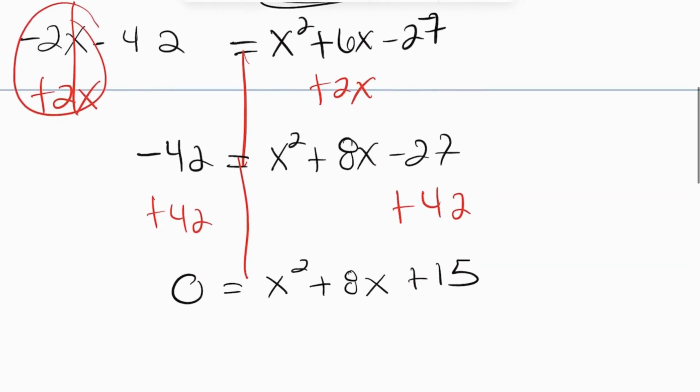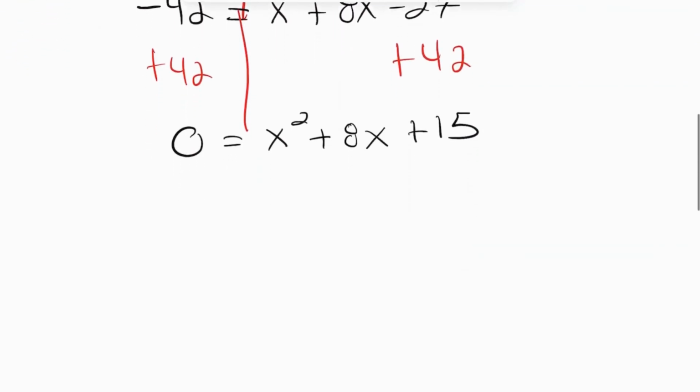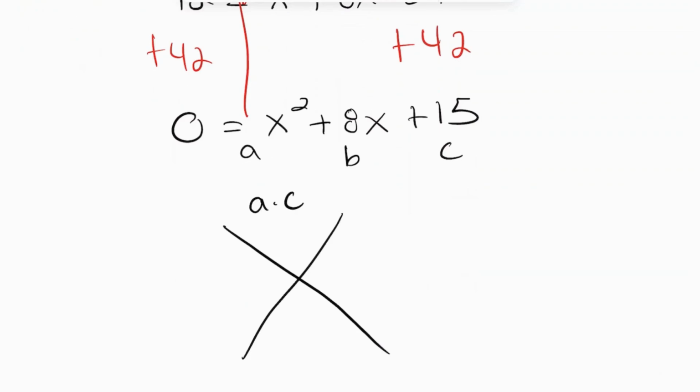All right. Before we can go ahead and solve for x, we're going to have to factor using the x method. So we're going to go ahead and label this as A, B, C. So we're going to do A times C on top, and then B on the bottom. So A times C, A is 1 times C, which is 15. It's just going to give you 15. So we have 15 on top, and then your B is 8.